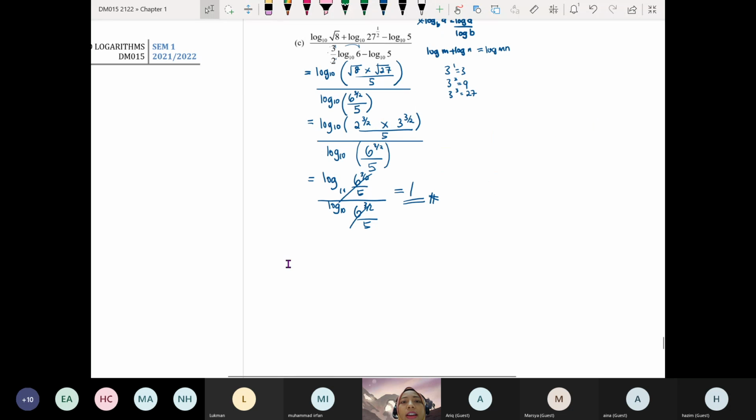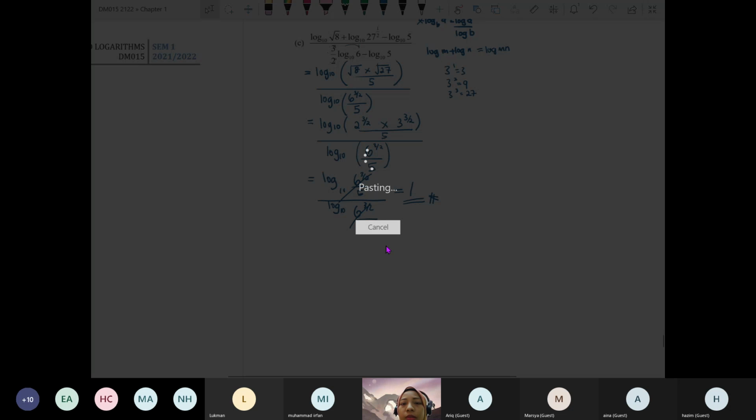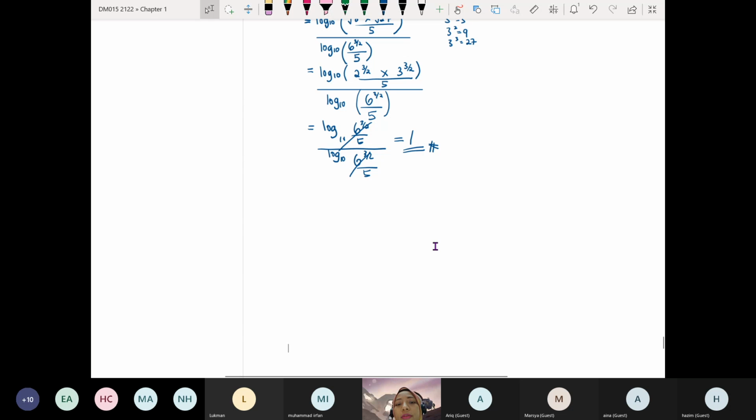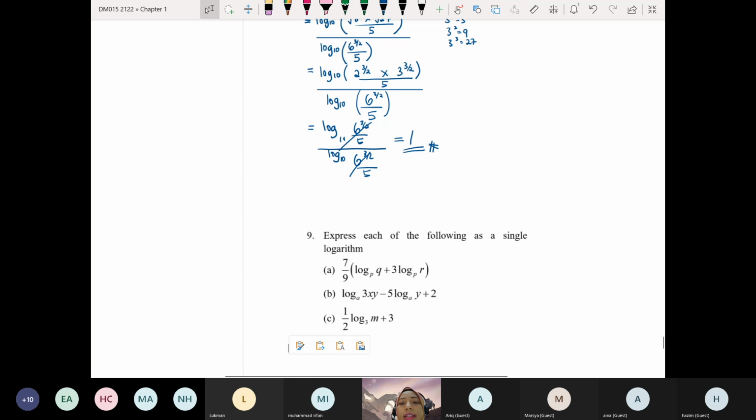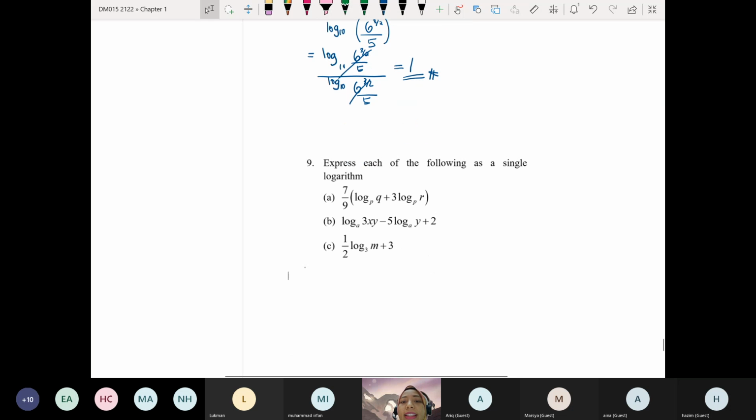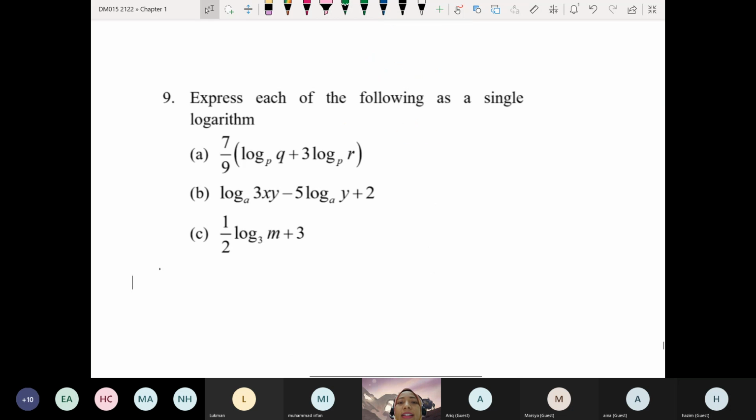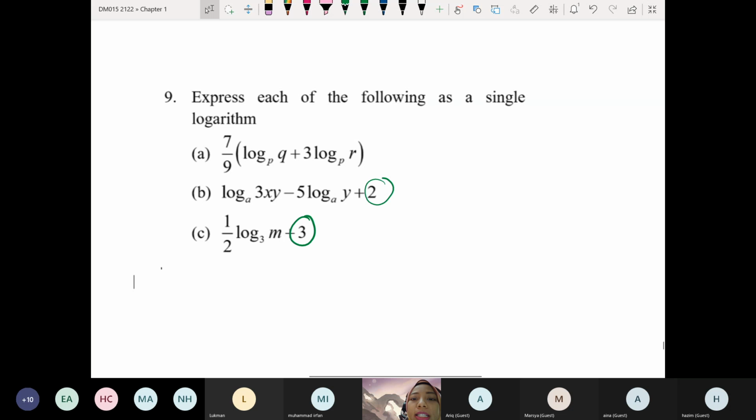Okay, I actually have discussed this question. If you check my video, Control V. But I did question A. For B and C, I asked the students to try themselves. But one of your friends is still asking about C, maybe because 3 is a whole number. It has no log, so she panics like this. If you manage to do B, I'm sure you will manage to do C as well. So why don't we discuss? Okay, number 9C.